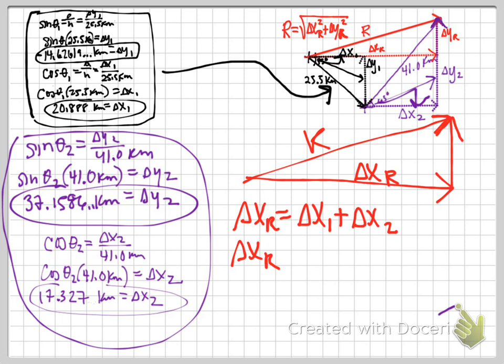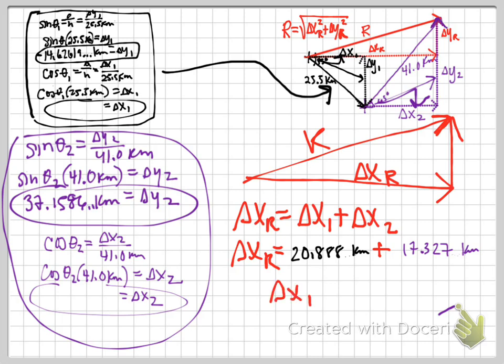Both in the same direction. What is my delta x resultant?